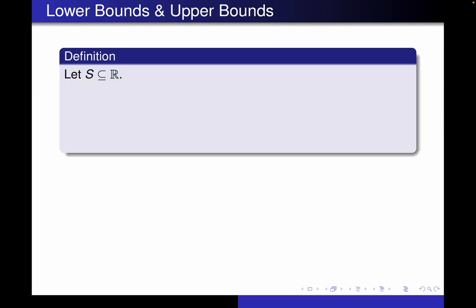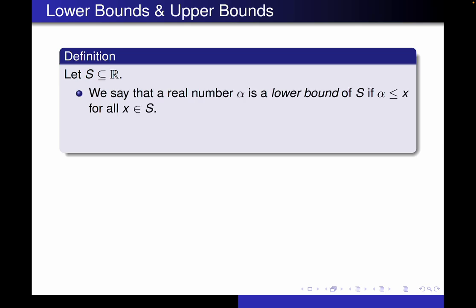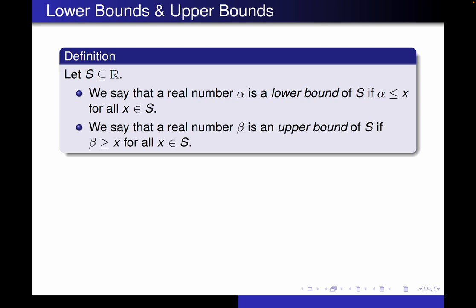And so that leads us to the definition of lower bounds and upper bounds. So let S be a subset of R. We say that a real number alpha is a lower bound of S if alpha is less than or equal to x for all x in the set. And we say that a real number beta is an upper bound of S if beta is greater than or equal to every element of S. And I should note that that applies to intervals like we were looking at before, but the set S can literally be any set of real numbers.